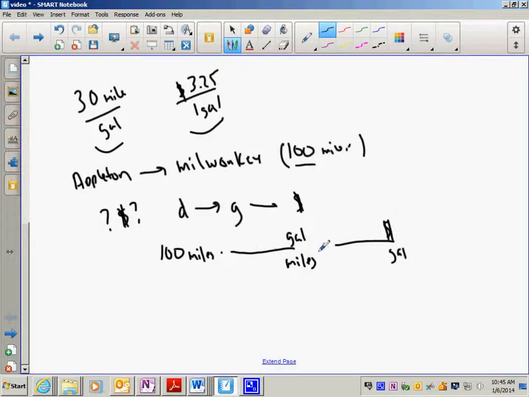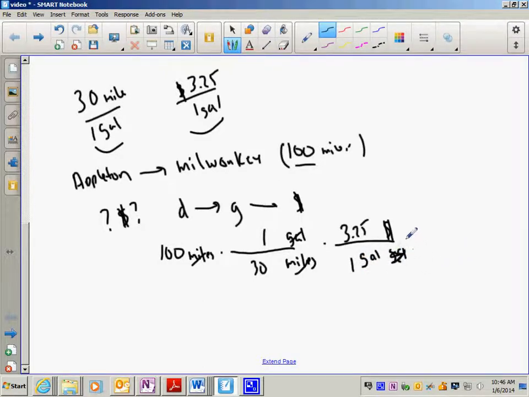And this is going to be two relationships. Make sure you get top and bottom correct. It is 30 miles per 1 gallon. So 1 gallon is 30 miles. Very common to get this backwards, but if you're canceling your units constantly, miles cancels, gallons cancels, and you'll get the right scenario. Dollars per gallon is $3.25 per 1 gallon.